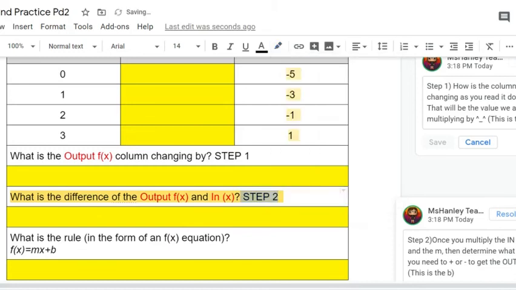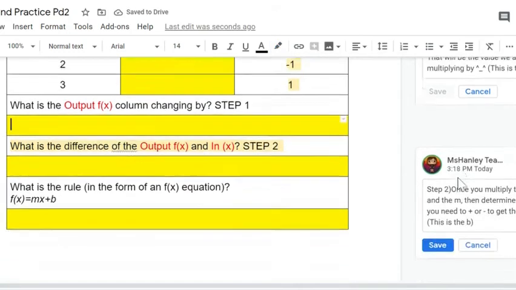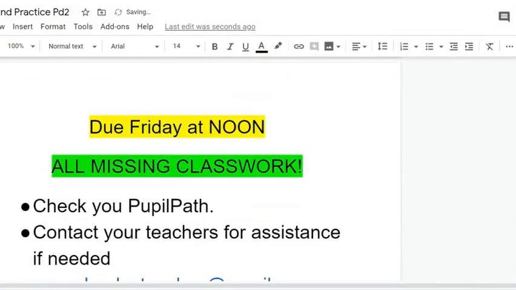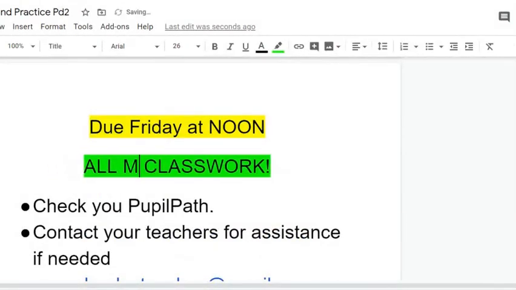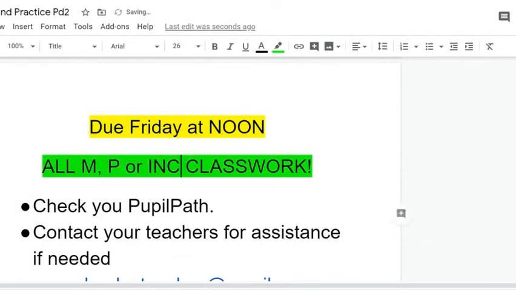So I'm also going to point out, today's a little different in the fact that I'm going to ask you to do something else in addition. So your second part of today is going to start working on any missing classwork you have. So missing, I'm going to say missing M, P, or IMP. You can resubmit. So if you look at pupil path and you see M for missing, a P for poor, or I and C in your classwork, you have an opportunity to redo it. Not just classwork, you can do quests as well.